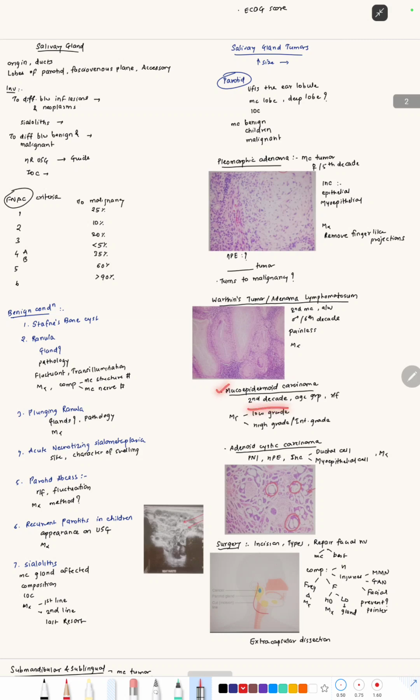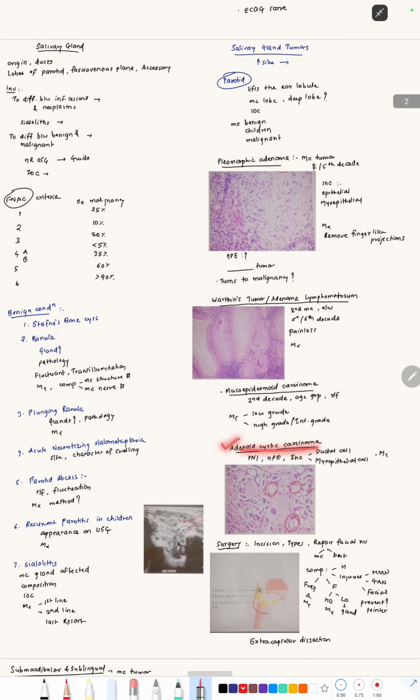Mucoepidermoid carcinoma is found in the second decade, so generally it is found in children and young adults. The risk factor for mucoepidermoid carcinoma is going to be radiation exposure in childhood. Management, if it's a low grade tumor, then you just have to do a complete parotidectomy. If it's a high grade or intermediate grade where the margins are positive, then along with parotidectomy, radiotherapy is given.